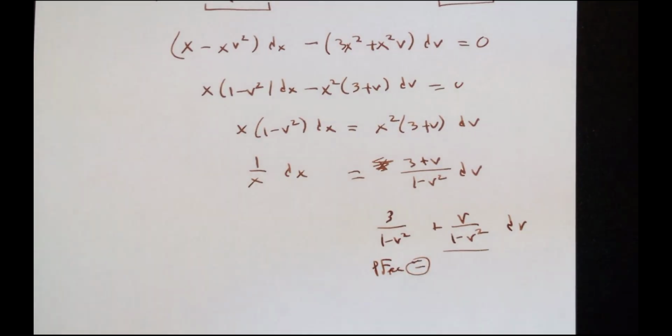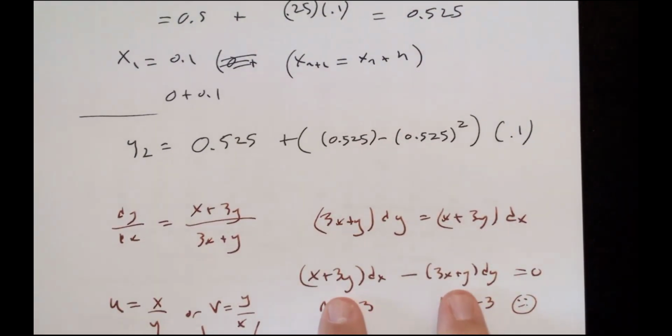So, do you think it would have been different if we had the other substitution? Would it have been easier? I doubt it. Why do I doubt it? Let's go back and look at the original equation. Those are almost symmetric, aren't they?